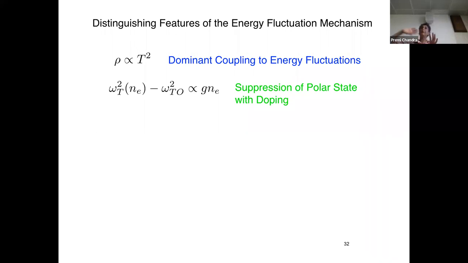I'm just saying that if you have it at high temperatures, then you know that the energy fluctuation mechanism is probably at play. That's all I'm saying. At low temperatures, I don't know how to get around that. That's still, I think, an outstanding question.